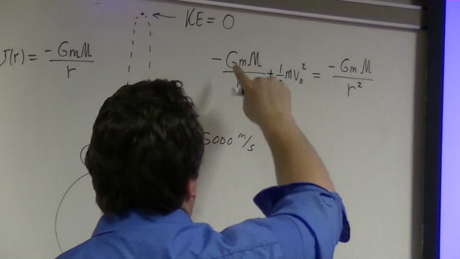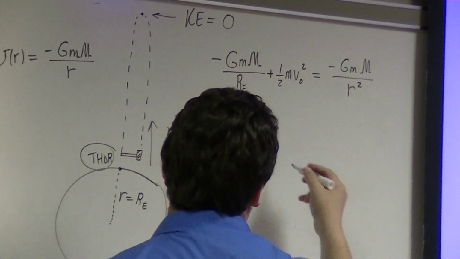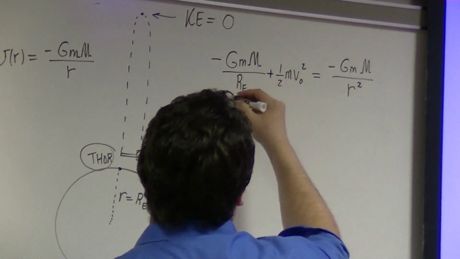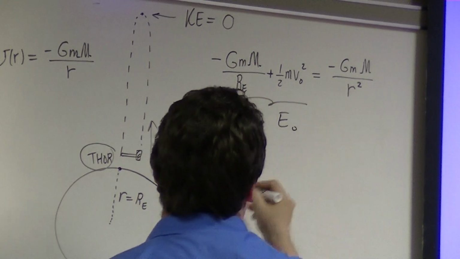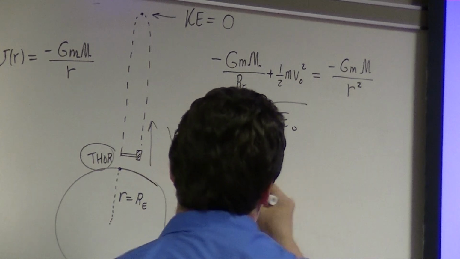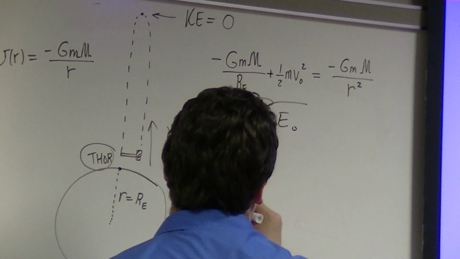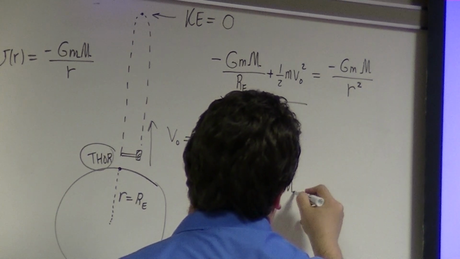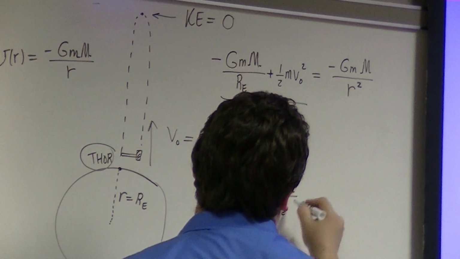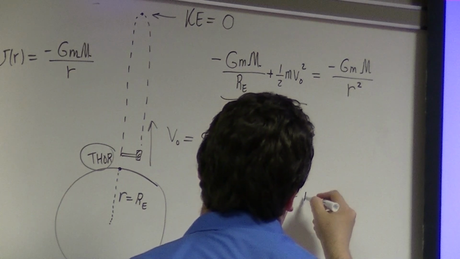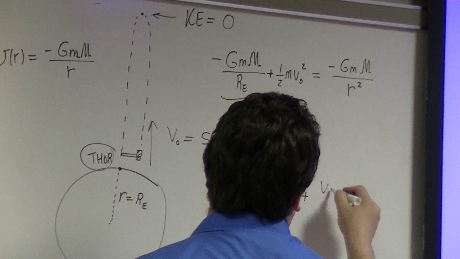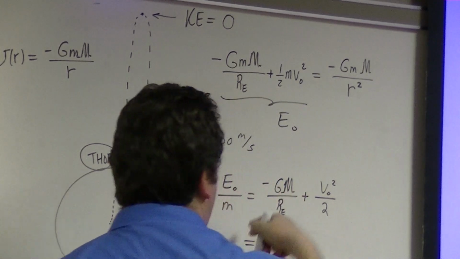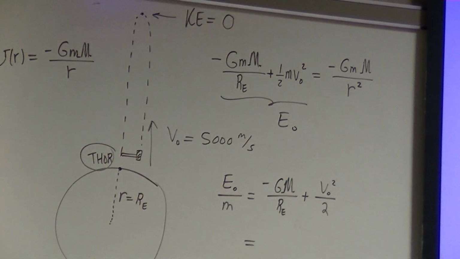I don't know. We can cancel the m's, right? Cancel the little m's. Really, you just need to calculate this. Let's call this E naught. What is E naught equal to? Well, let's say what's E naught over m equal to? We got minus G mass of the Earth divided by the radius of the Earth, plus V naught squared over 2. So you can plug in the numbers there and see what we get.